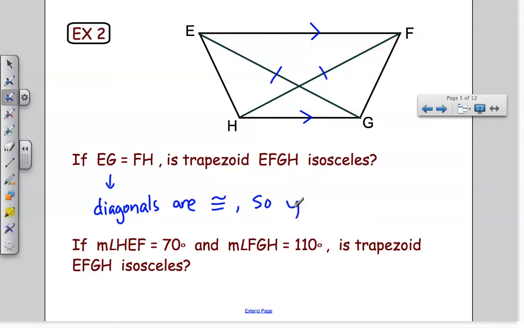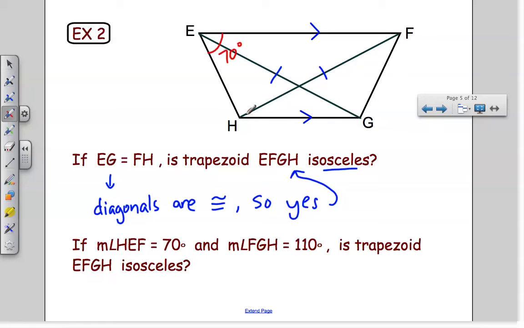Congruent, so yes, trapezoid EFGH is isosceles, because of the congruent diagonals. Okay, some more here. If the measure of angle HEF is 70 degrees, where is that angle HEF? That would be this entire angle being 70 degrees. And the measure of angle FGH is 110 degrees.